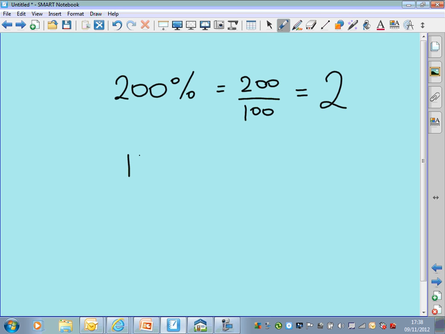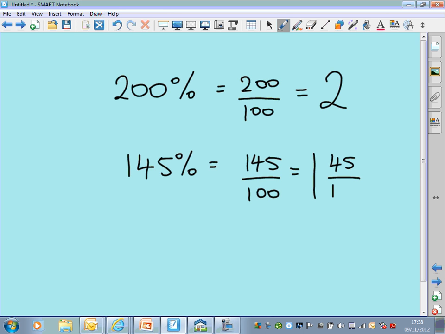If I have 145% of something, that's more than one whole lot of it. I've got 145 hundredths. It's a top-heavy fraction. 145 divided by 100 is 1 remainder 45. I can write that remainder as a fraction because I know how to work with top-heavy fractions and mixed numbers, don't I? And 45 hundredths can simplify, can't it? Divide them both by 5. 45 divided by 5 is 9, and 100 divided by 5 is 20.